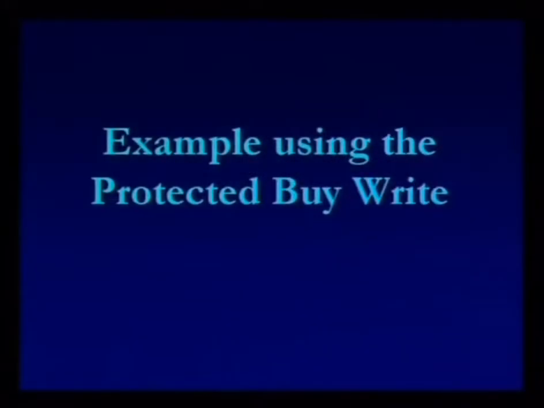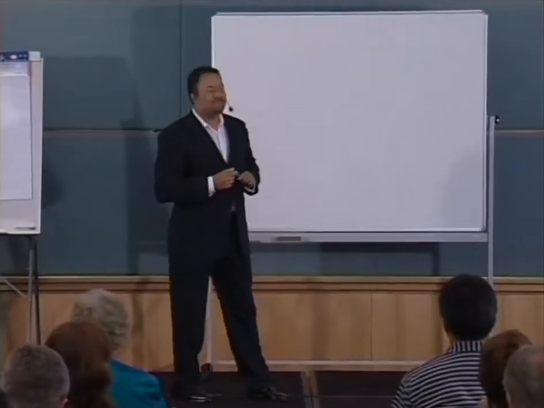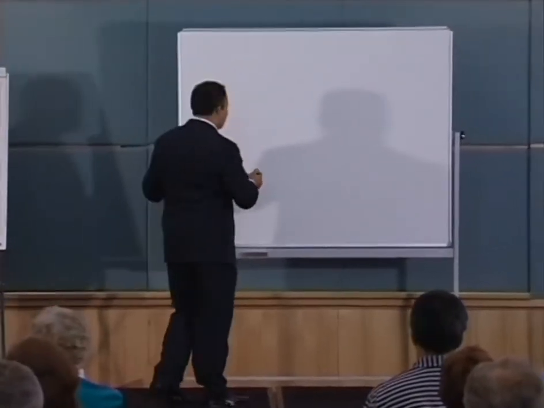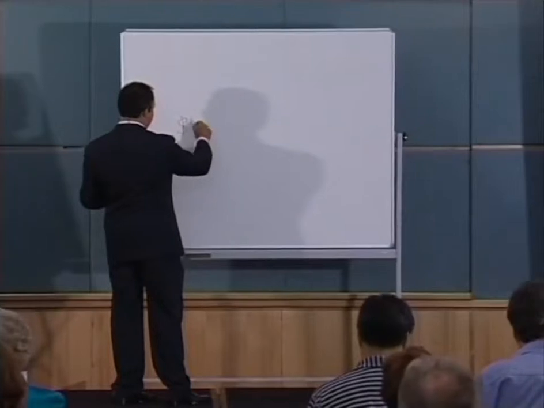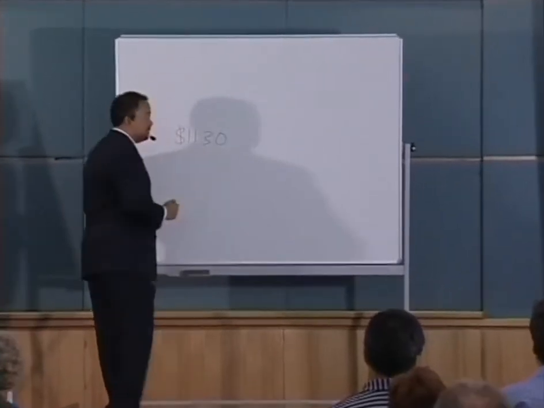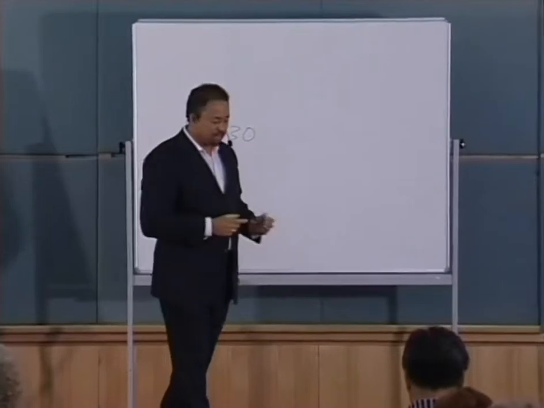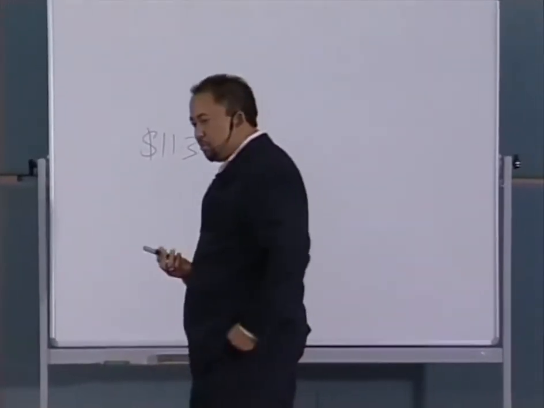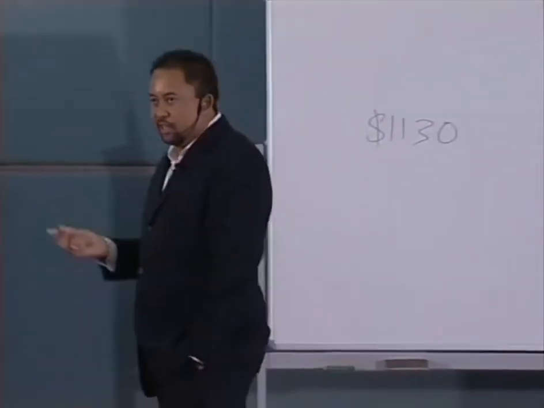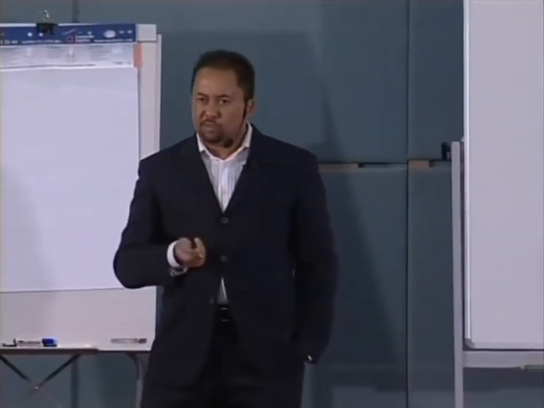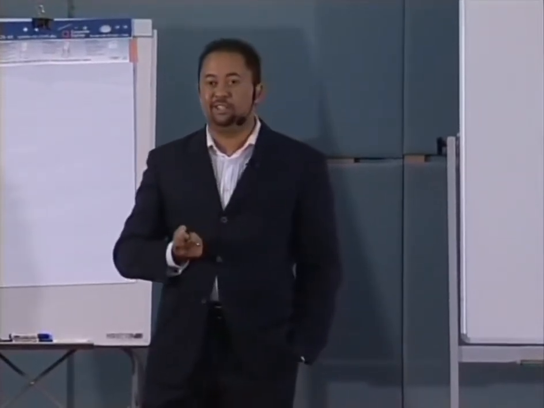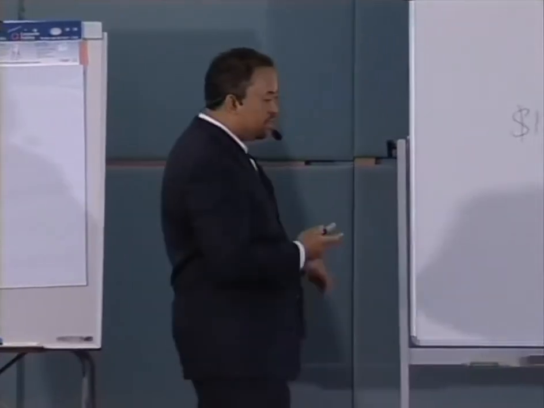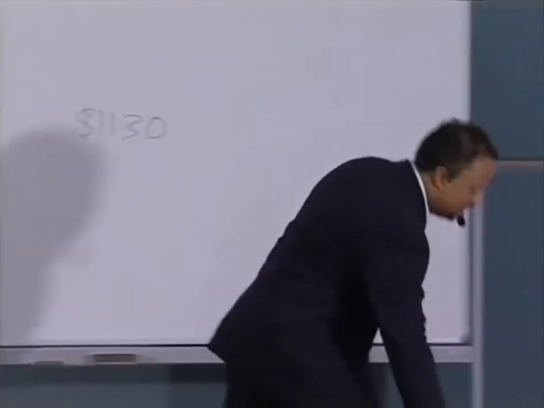So let me go through an example using the protected buy right. So let's say we're thinking about buying some shares and the price is currently at $11.30. We're just thinking about buying those shares. Have we bought them yet? No, we're just thinking about it. Now that you are aware of put options, you know when you're buying a new car or replacing your car, whether it's second hand, whatever, it's new to you, you know how it always makes sense to get the insurance in place first before you purchase the car or drive it out of the lot? Same thing here.